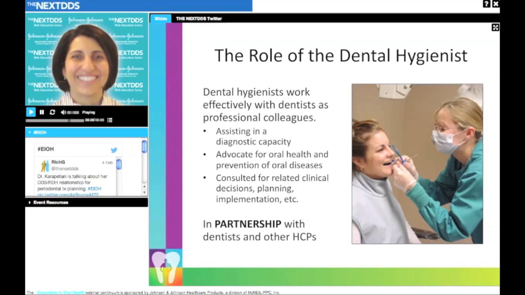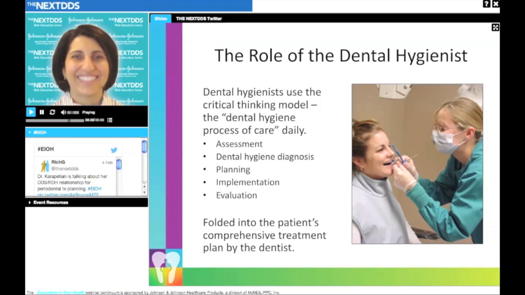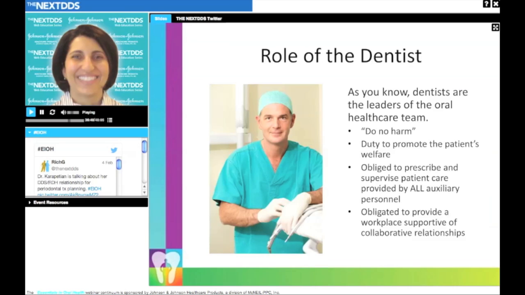So again, moving right along, the role of the dental hygienist is to help with the treatment planning, to help implement the care, to educate the patient, and to go through it. And again, the role of the dentist is, first and foremost, to do no harm. Our goal is only to help patients. And we can do that by working as a team with our hygienist and our other healthcare professionals.